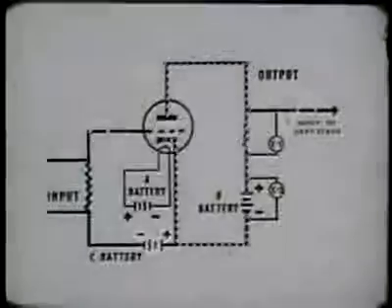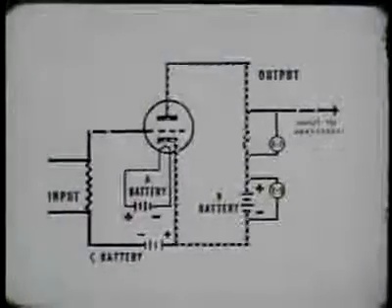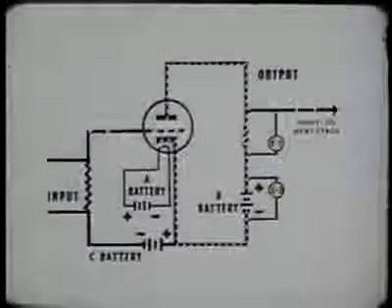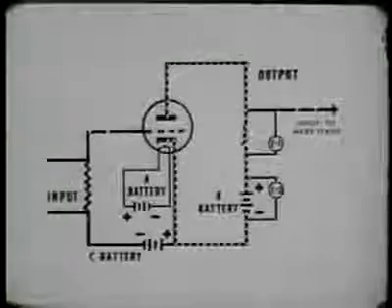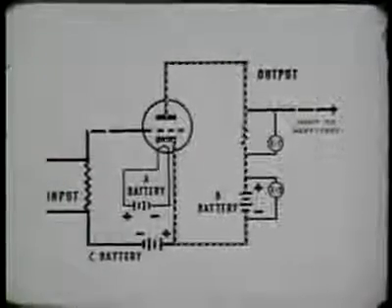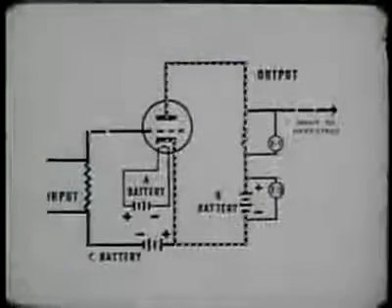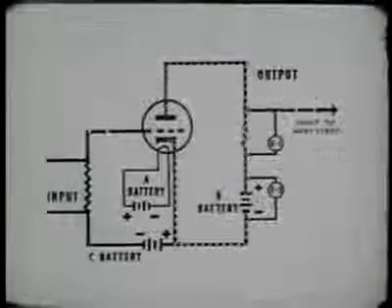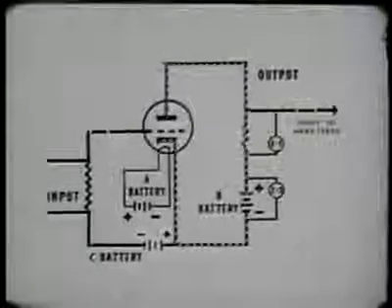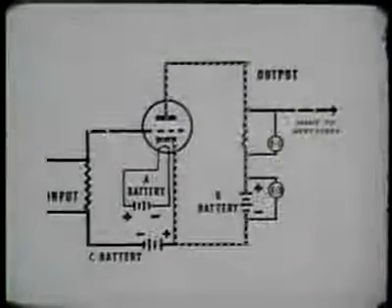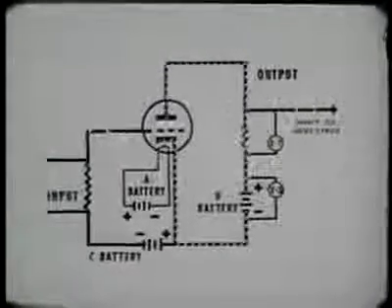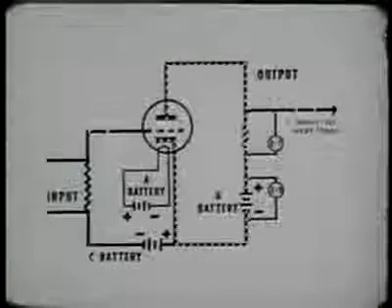The amount of bias placed on the tube determines its operating point. Practically every type of tube manufactured requires different plate voltages as well as bias voltages for particular modes of operation. A good tube manual will give the proper voltages for the condition under which the tube operates best.